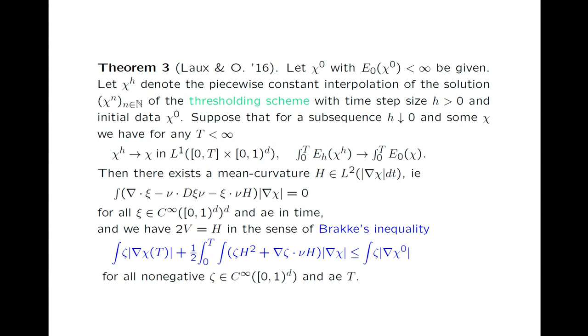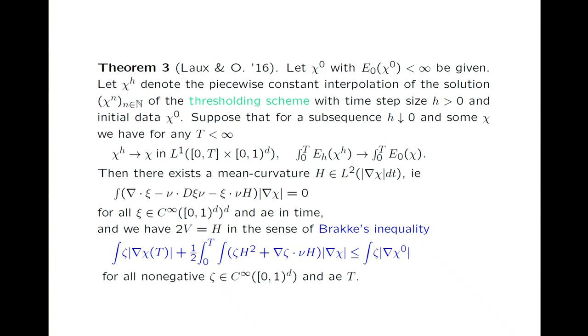So for any non-negative localizing function zeta, you look at the local perimeter, and now that's the dissipation inequality in a time-integrated fashion, which means the localized energy at time capital T plus the integral of the dissipation is bounded by the localized energy of the initial data. And this is a good factor of 1/2, which has to do with the 2 here. So this is exactly Brakke's inequality with the right prefactor.